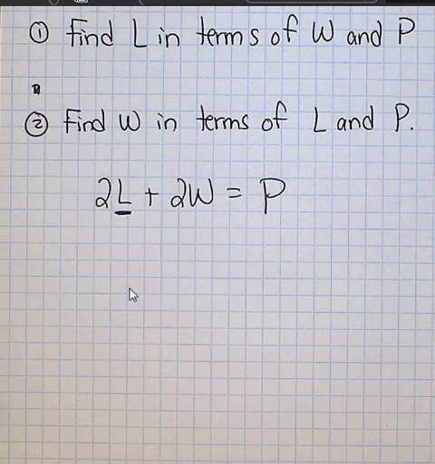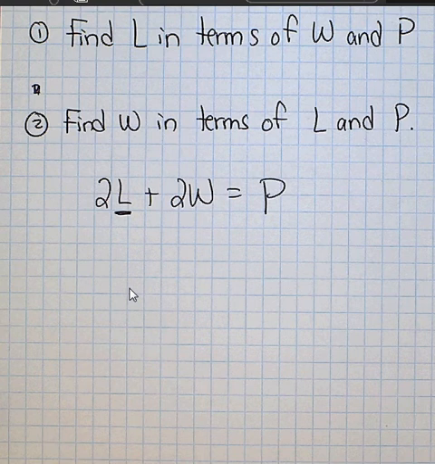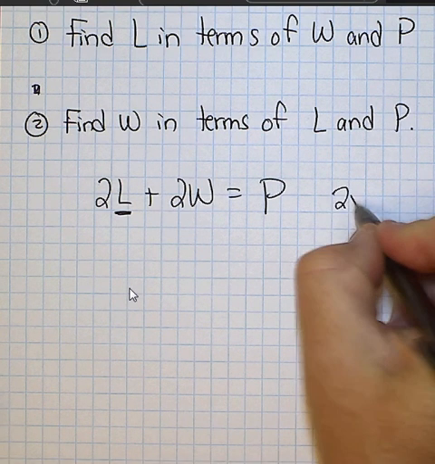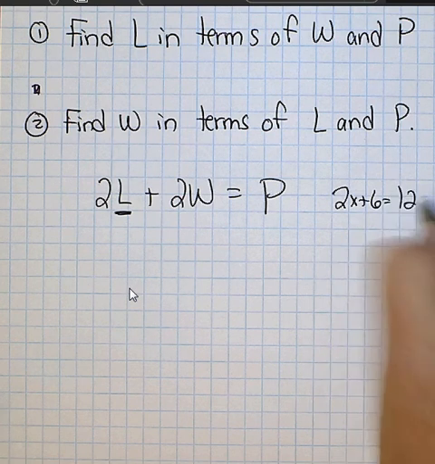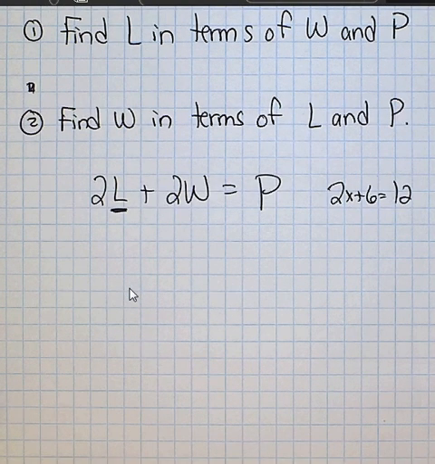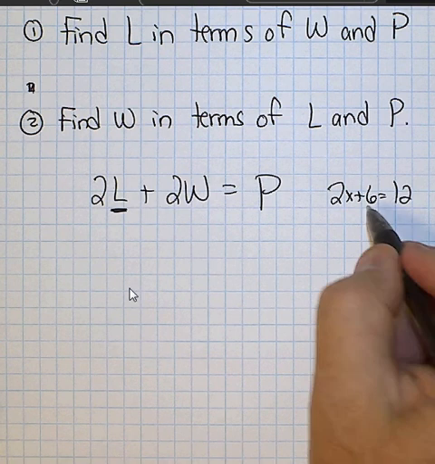So you ask yourself, well, what are we doing to L? We are adding something to it, and we're multiplying it by 2. So when we solve, what do we undo first, the multiplication or the addition? Think about it. If I had the equation 2x plus 6 is equal to 12, what would we undo first? We wouldn't divide both sides by 2. I would undo the addition first, so I'd subtract 6.